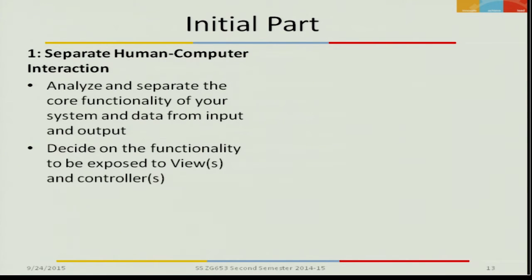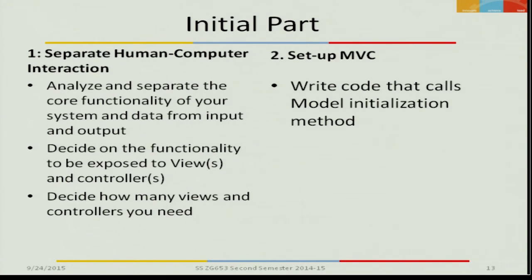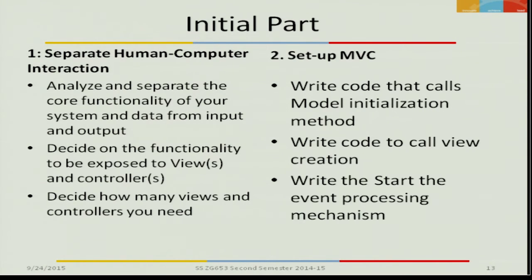Then next step is decide which functionality needs to be exposed to views and which to be exposed to the controller. Decide how many views you need, how many controllers you need, because depending on that you need to implement those many controller classes. Then setting up of MVC. Write the code that calls the model initialization method, which I actually showed in the second sequence diagram. Then write the code to call the view creation. Then write the code to start the event processing mechanism, that is setting up of MVC.